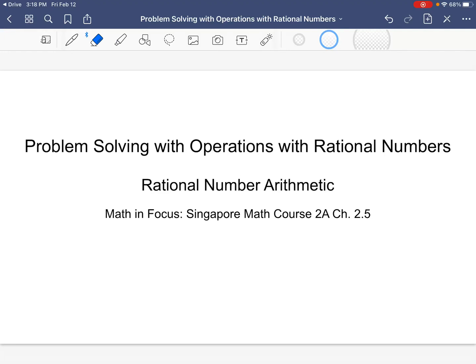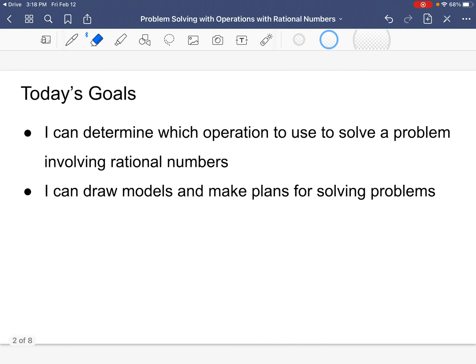Welcome to today's lesson, which is about problem solving with operations with rational numbers. The goals of today's lesson are that you can determine which operation to use to solve a problem involving rational numbers, and that you will learn to draw models and make plans for solving problems.